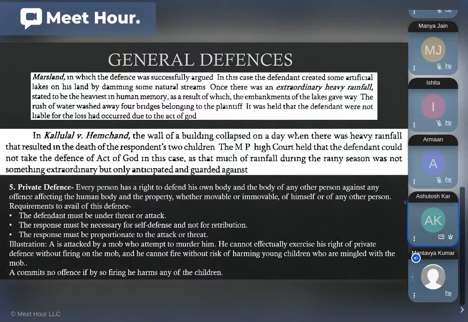But the right of private defense and self-defense should not exceed a limit, that is someone's death. True. The response must be proportionate to the attack or threat.